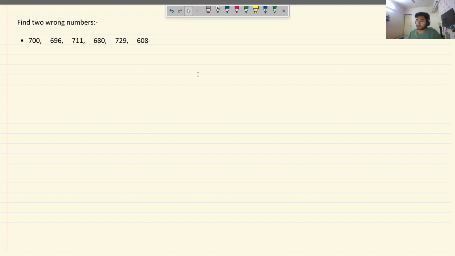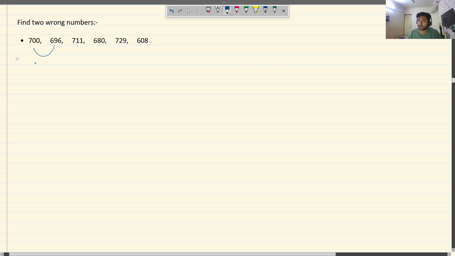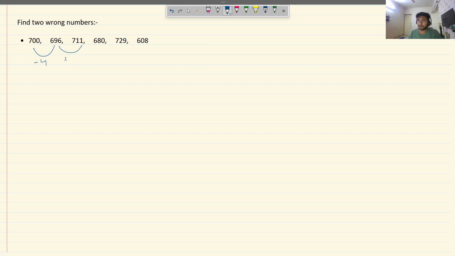Okay, all the numbers are big numbers here. So there might be some squares and cubes involved. Let's just first take the consecutive difference. Difference is minus 4, plus 15. Okay.